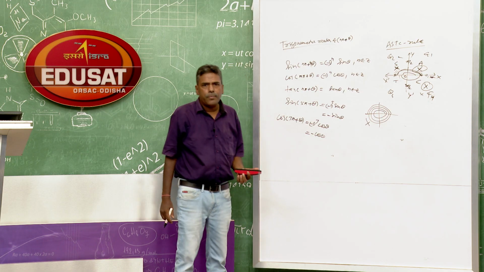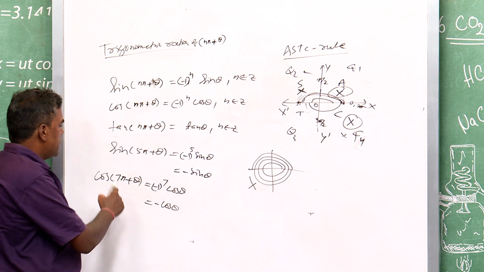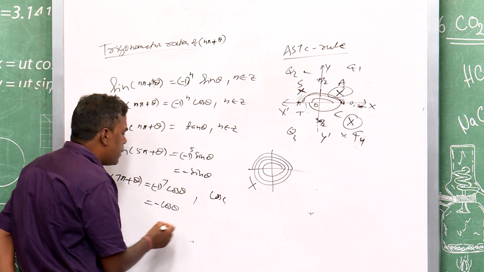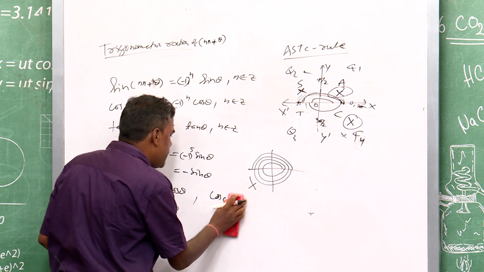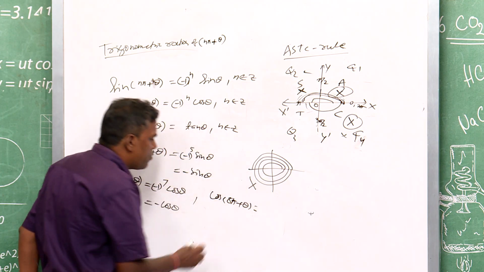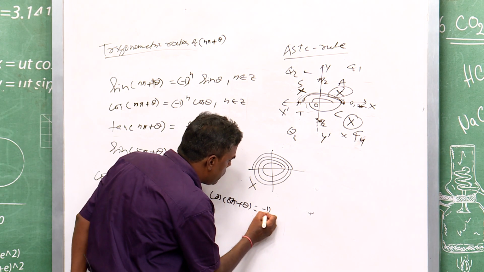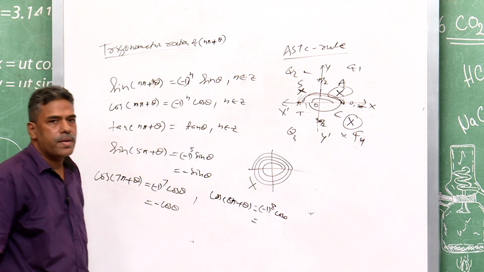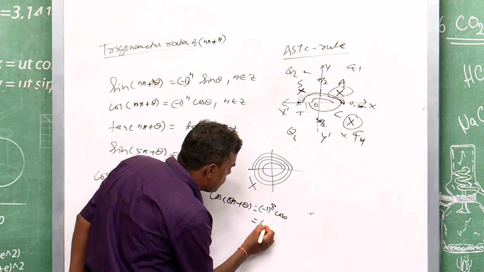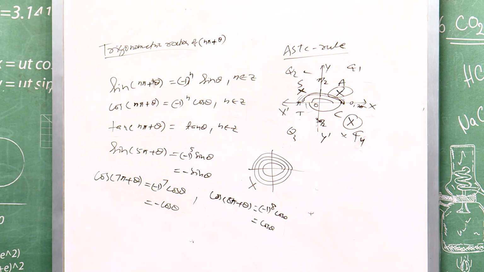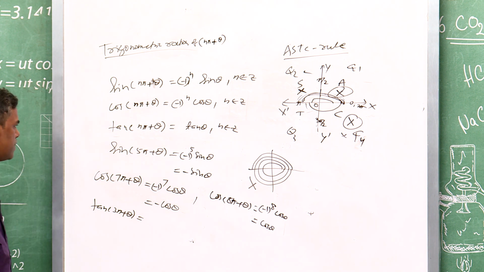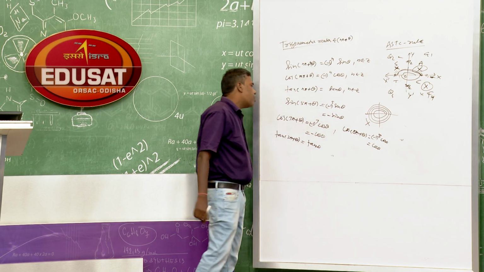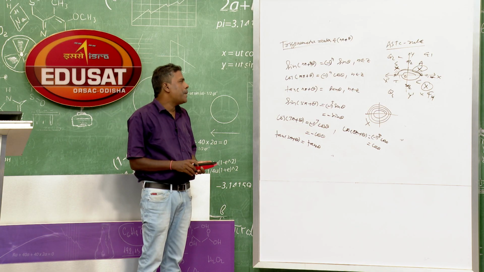Then next example, suppose cos(8π + θ). So, cos(8π + θ) is (−1)^8 cos θ. (−1)^8 is positive 1, into cos θ, is equal to cos θ. Then tan(3π + θ) is tan θ. Tan(4π + θ) is also equal to tan θ. Tan(nπ + θ) is equal to tan θ.